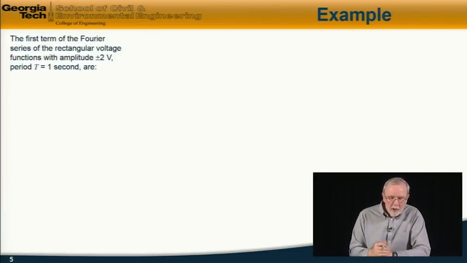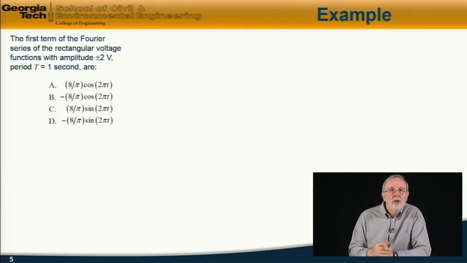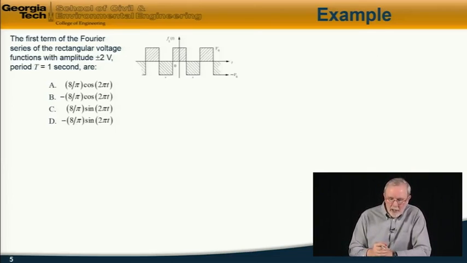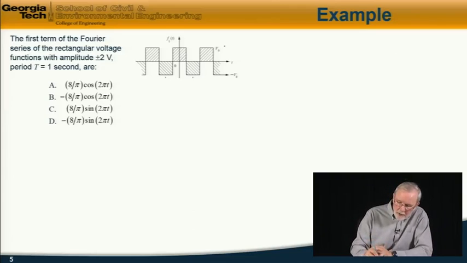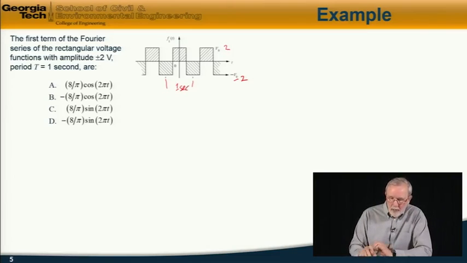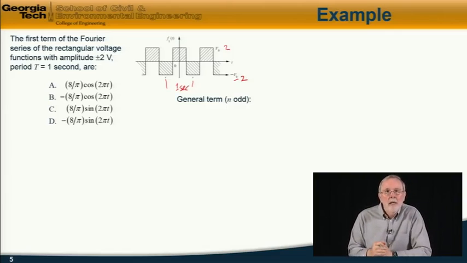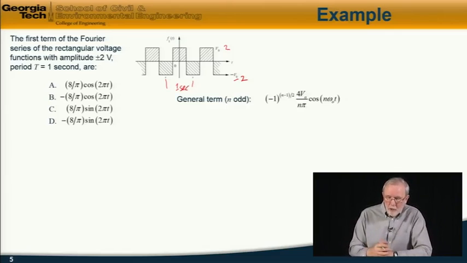The question is, what is the first term of the Fourier series of the rectangular voltage function with an amplitude of plus minus 2 volts and a period T of 1 second? Which of these alternatives is the first term? So here's the situation. This is the rectangular wave train, and the amplitude varies from plus 2 volts to minus 2 volts, and the periodicity here is 1 second. So from the previous table on the previous slide, we have the general term in the Fourier series is minus 1 raised to the n minus 1, etc.